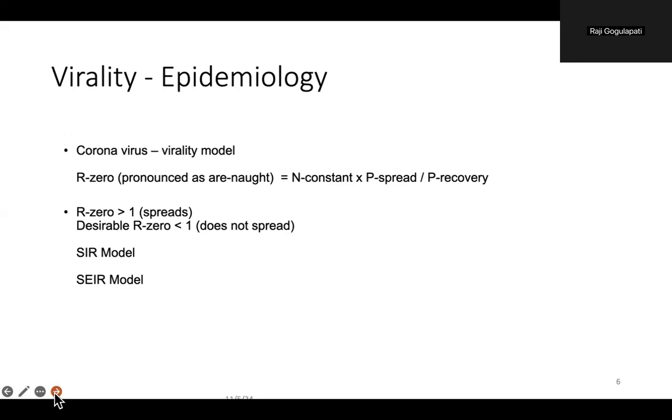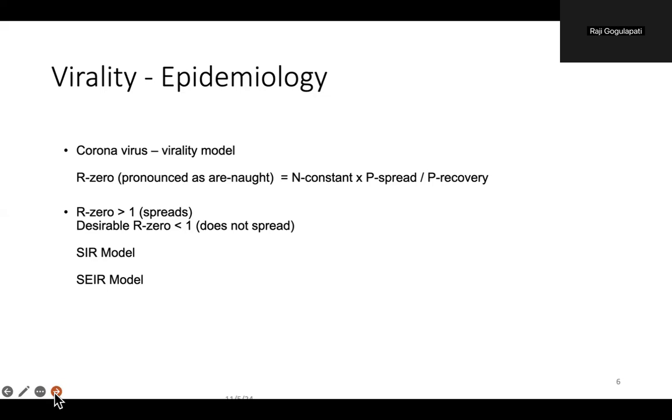Sure. Basically, R0 is the average number of people one infected person will transmit a virus to, assuming everyone else is susceptible. The formula they give is R0 equals N constant multiplied by P spread divided by P recovery. Okay, so what are all those constants and probabilities? So N constant is the average number of contacts an infected person has. P spread is the probability of transmission happening during each contact. And P recovery is the probability of an infected person recovering within a certain time, or basically being removed from the pool of people who can spread it.